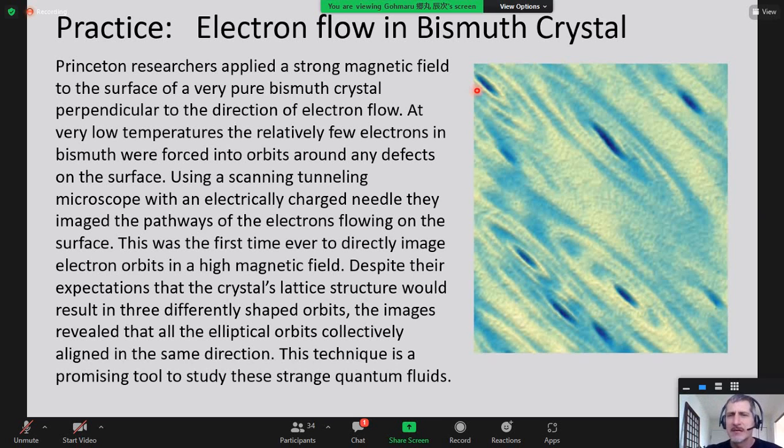This was the first time ever to directly image electron orbits in a high magnetic field. Despite their expectations that the crystal's lattice structure would result in 3 differently shaped orbits, the images revealed that all the elliptical orbits collectively aligned in the same direction. This technique is a promising tool to study these strange quantum fluids.